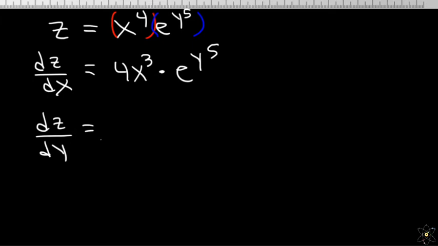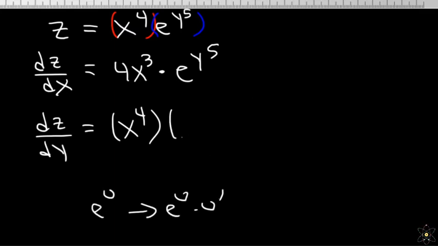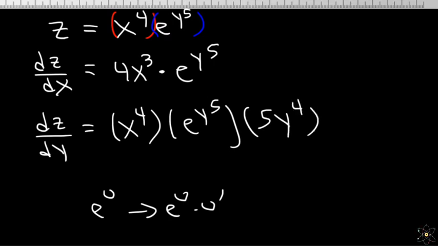x to the 4th is now the constant, so we're just going to rewrite it. And then differentiate e to the y to the 5th. So using this formula, it's going to be the same thing, e raised to the y to the 5th, times the derivative of y to the 5th, which is 5y to the 4th. And so these are the two answers.